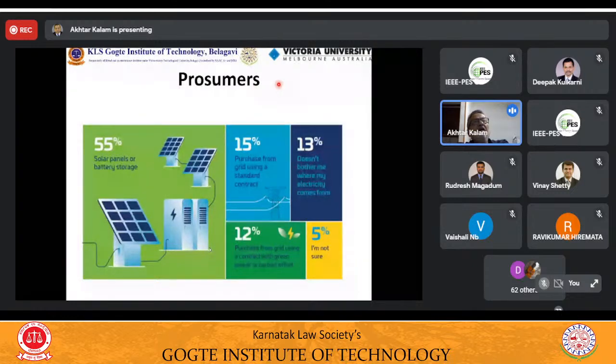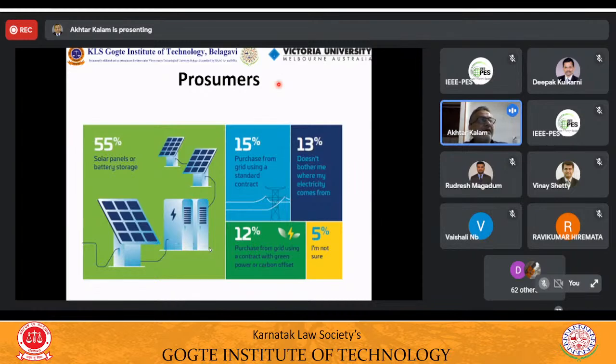You've got PV panels on the top of your roof. Any excess, you are selling it back to the grid, I hope. Or you're selling it to your neighbor, whatever you're doing. And so we are now prosumers. There are solar panels and battery storage in every house in Melbourne that I know of.